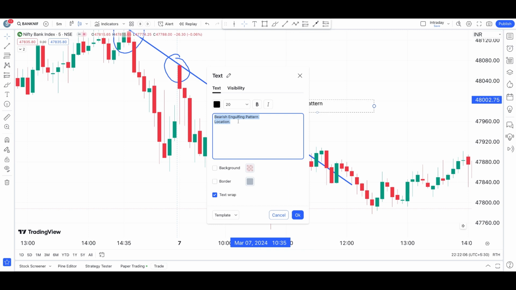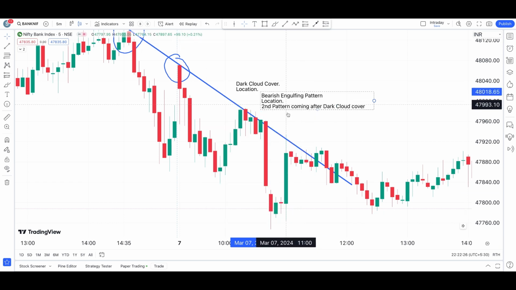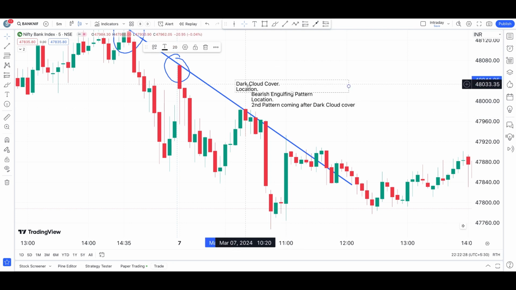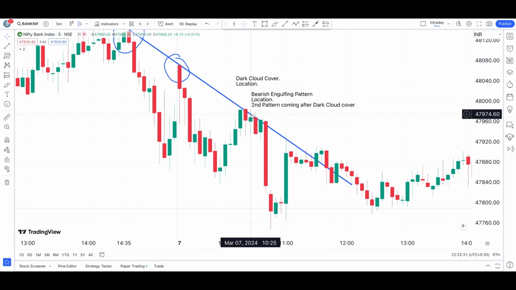Also this time, what you can add to this pattern is that this is the second pattern coming after the dark cloud cover. So you can also add that. You have bearish implications two times at this level. One is this and the second one is that.